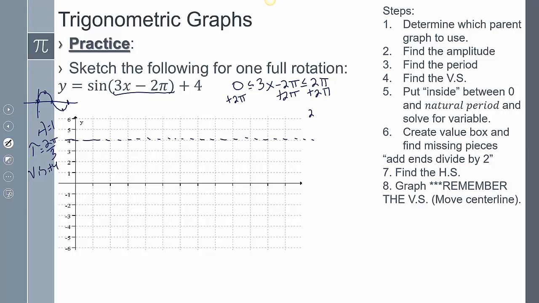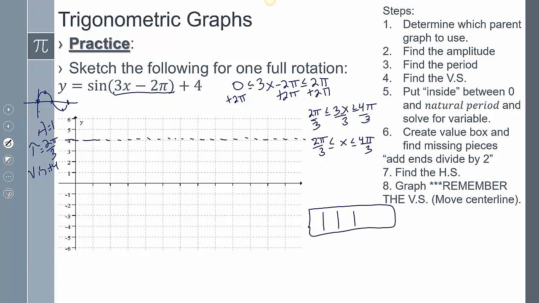So I'm going to get 2 pi is less than or equal to 3x, which is less than or equal to 4 pi. Divide everything by 3. And so I'm going to get 2 pi thirds is less than or equal to x, which is less than or equal to 4 pi thirds. And so now I can do my value box. And so that's why 2 pi thirds goes here and 4 pi thirds goes here.